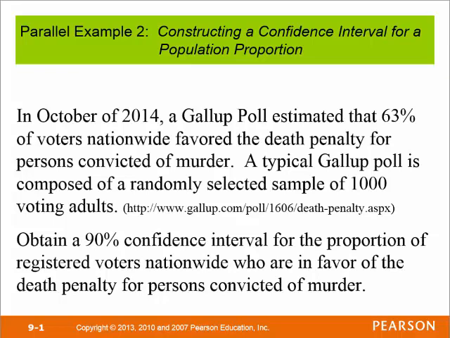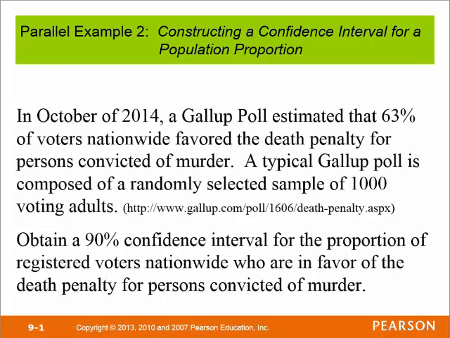persons convicted of murder. For your information, a typical Gallup poll is composed of a randomly selected sample of 1,000 voting adults. We'd like to obtain a 90% confidence interval for the proportion of registered voters nationwide who are in favor of the death penalty for persons convicted of murder.